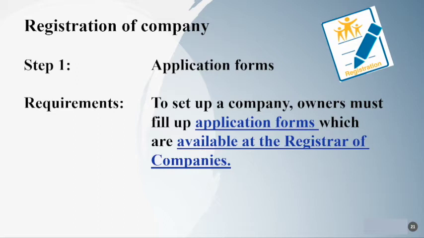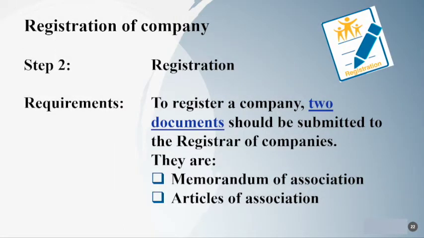Registering a company. Step 1. Application forms. Requirements. To set up a company, owners must fill up application forms which are available at the Registrar of Companies. Step 2. Registration. Requirements. To register a company, 2 documents should be submitted to the Registrar of Companies. They are Memorandum of Association and Articles of Association.